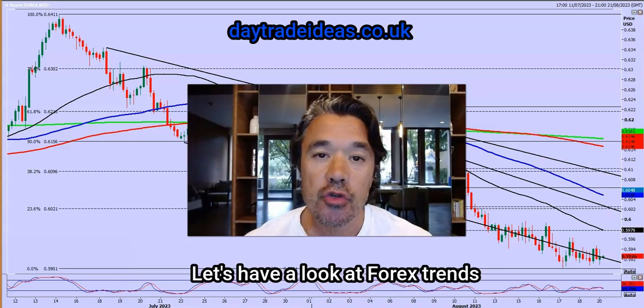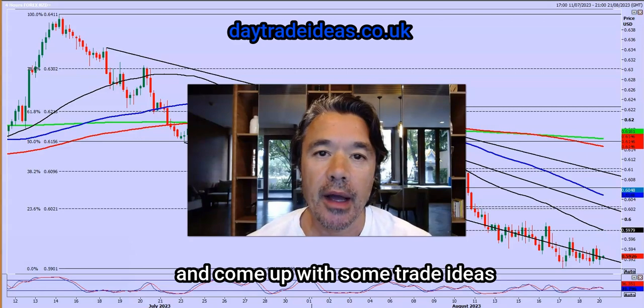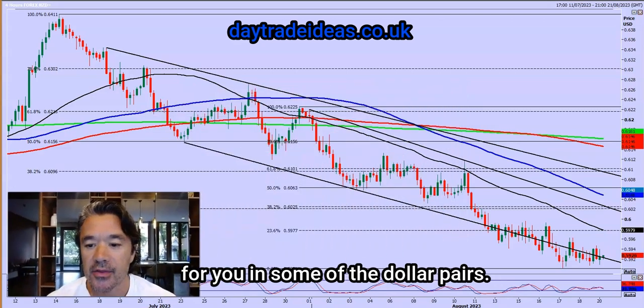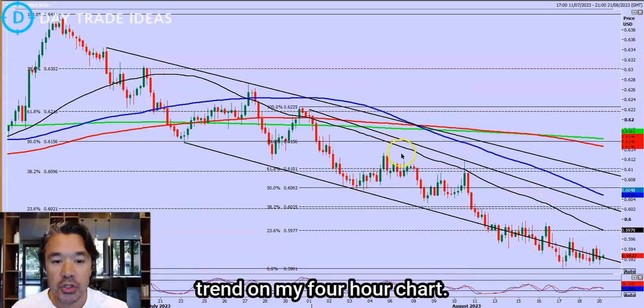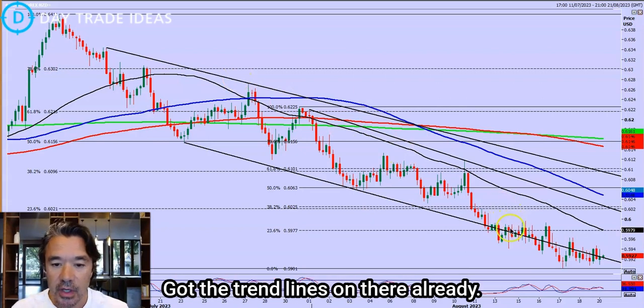Let's have a look at Forex trends and come up with some trade ideas for you in some of the dollar pairs. So the first pair I've got on the screen today is the New Zealand dollar versus the US dollar. We've certainly been in the bear trend on my 4-hour chart. Nice steady downtrend. Got the trend lines on there already.